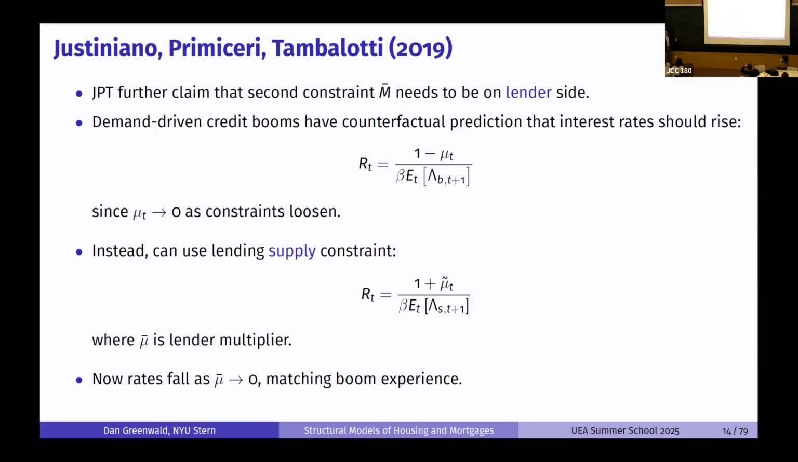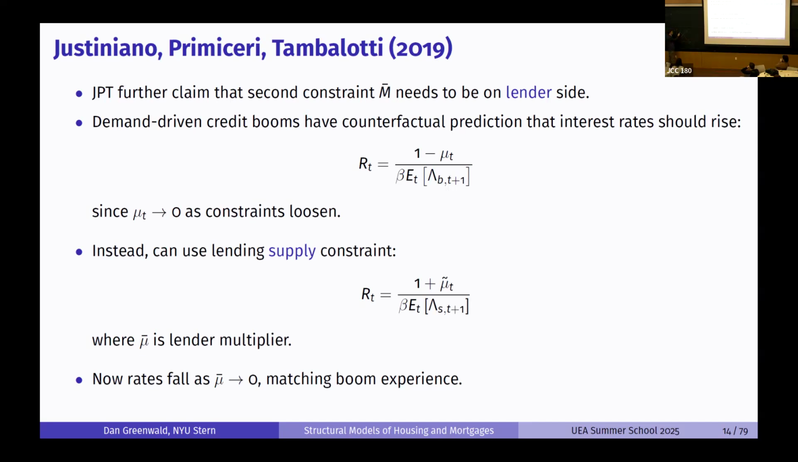And our models usually are implicitly, it's just something to be aware of, taking a stand on what's going on. So the standard model where the borrowers have all the bargaining power assumes that the rate starts here, okay? And as you're relaxing the constraint, you're moving up this curve. And so the interest rate's going up, right? That's why we get these counterfactual predictions that when you loosen credit, the interest rate goes up, which is not what we saw in the 2000s.